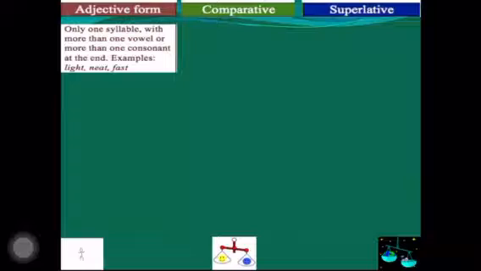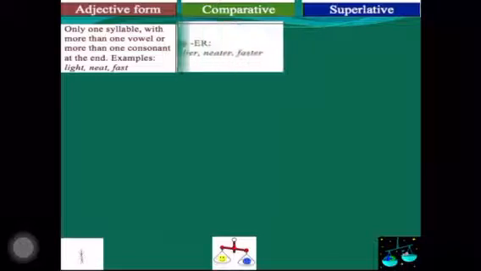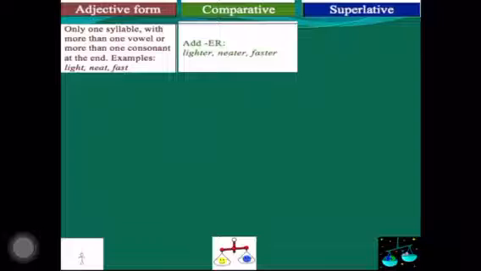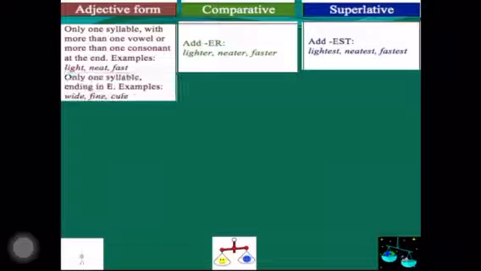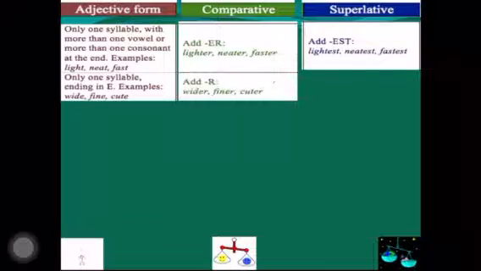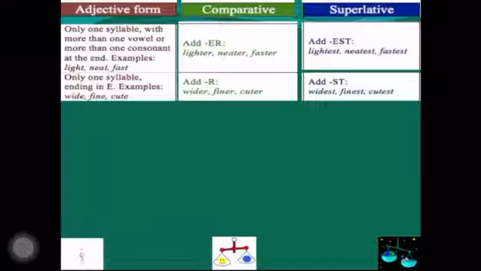We have one-syllable adjectives like light, neat, and fast. In the comparative, which we compare between two, we simply add er. So it's lighter, neater, and faster. But for the superlative, we add est: lightest, neatest, and fastest. But if the adjective is one syllable, but it ends in e, we simply add R for the comparative and ST for the superlative.